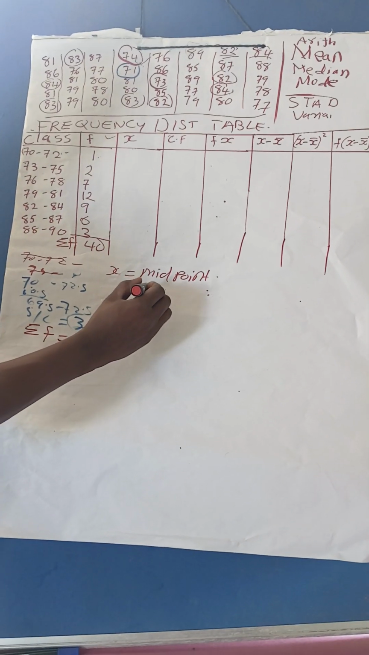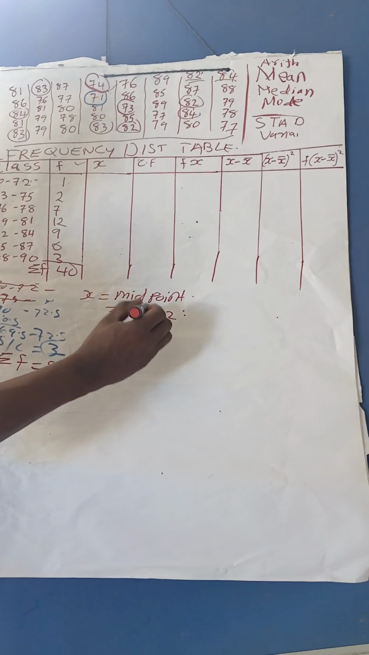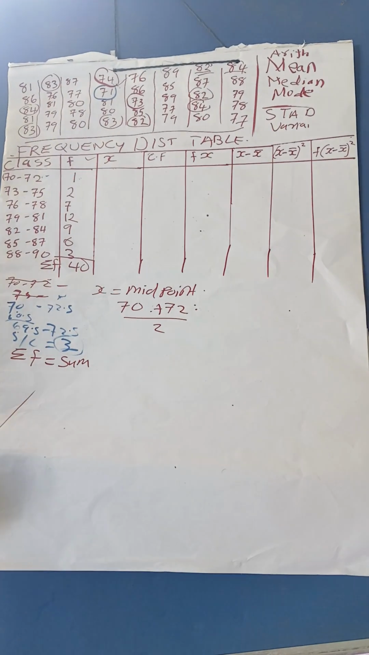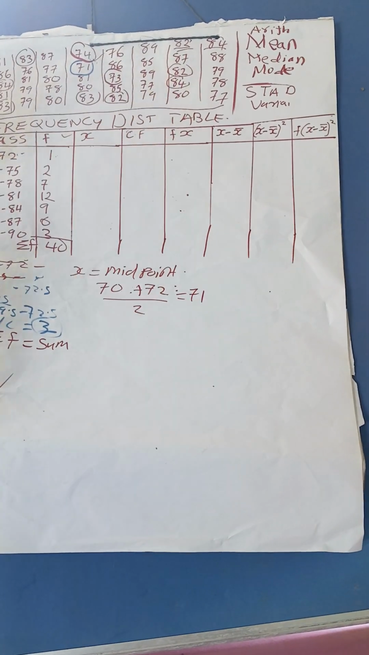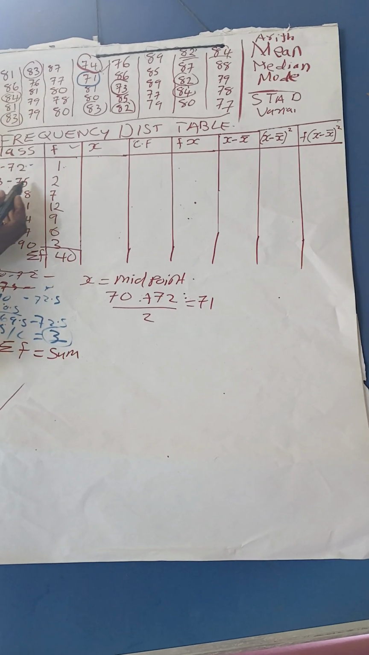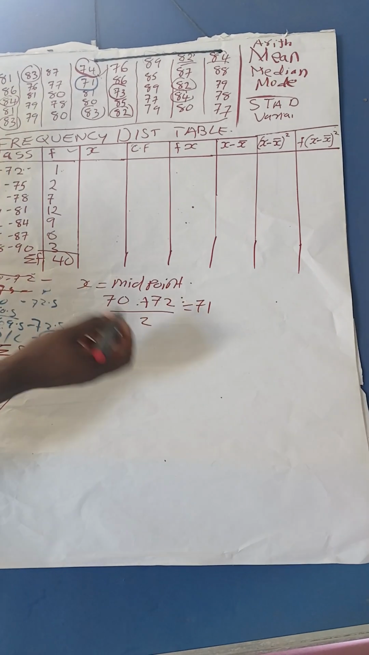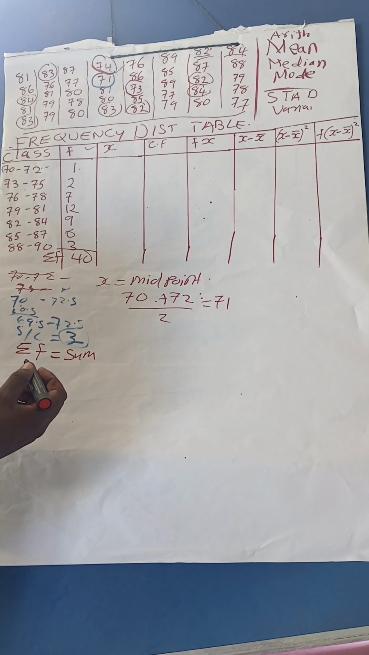Let's say we have the class of 70 to 72. You add 70 plus 72 and then divide by 2, and that will be your midpoint. So your midpoint there will be 71. The same thing happens with 73 to 75: you add, divide by 2, and your midpoint will be 74.